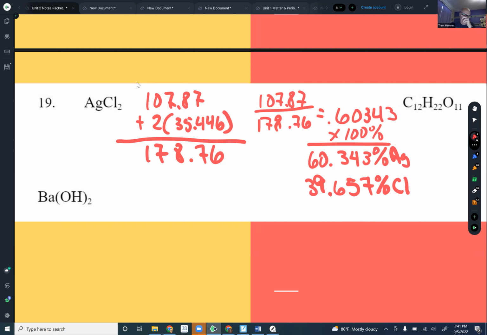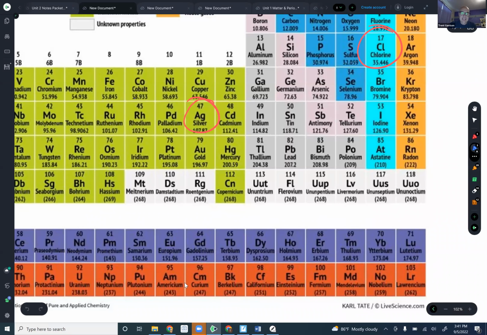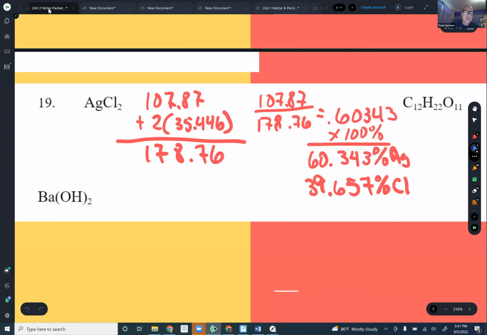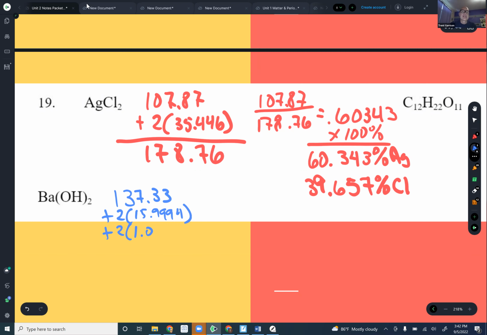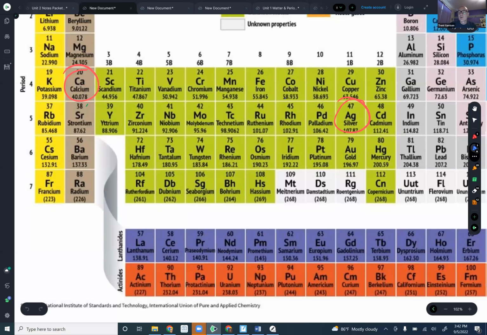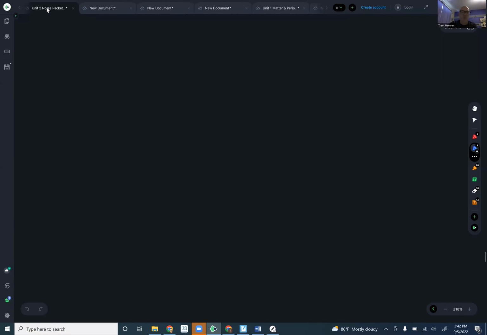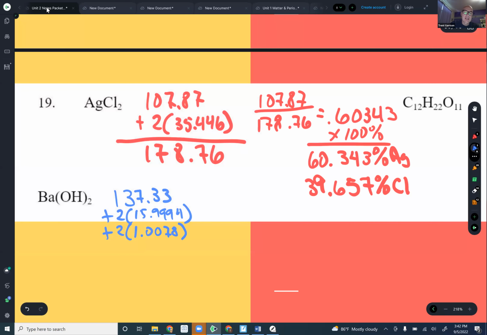All right, let's do another one over here. Let's do the barium one. I'm going to change my pen color so you'll be able to see it. So barium off the periodic table weighs 137 point, I'm not sure, 137.33. So I've got 137.33 plus 2 of the oxygens, which are 15.9994, plus 2 of the hydrogens, which are 1.0079, I believe, 1.0078, what this one says. 0.78. All right. Add all that together to get our total molar mass.